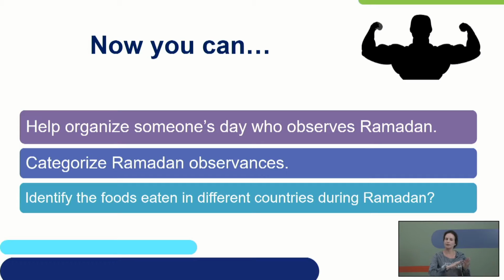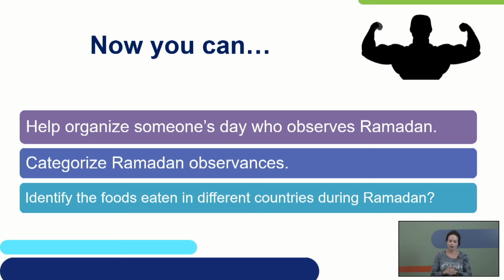Now we're coming to the end of our lesson, and I want to tell you what you can do now. Now you can help organize someone's day who observes Ramadan. Do you remember with that graphic organizer when we had the different pictures, we were able to figure out what happens in the wee hours of the morning. You have the suhoor. Then during the daylight hours, you don't eat, you fast. Then in the evening, when the sun goes down, you have the iftar, the big meal together. So you can help them organize how they spend their day.